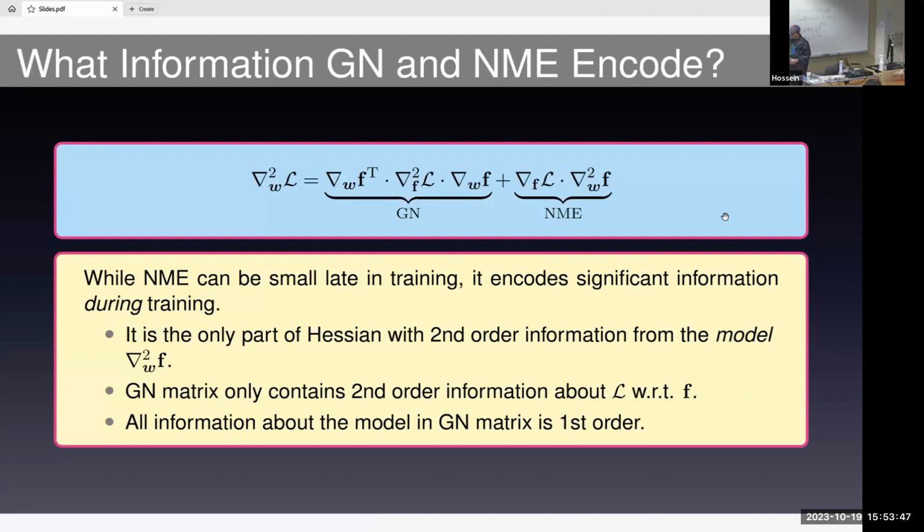Okay, you may wonder, what is this NME term really encoding? Why is it important? There are a couple of things you can say, but the most important one is the following. It's the only part of this Hessian decomposition that knows about second order information about the model. You see here, there's a second order in Gauss-Newton, but that's the derivative of the loss with respect to predictions, not the derivative of the prediction with respect to parameters. So this is the derivative of the model with respect to parameters, and second order only shows up in this term. In fact, everything with respect to the model is linear here. We only use first order. So that's the biggest difference.